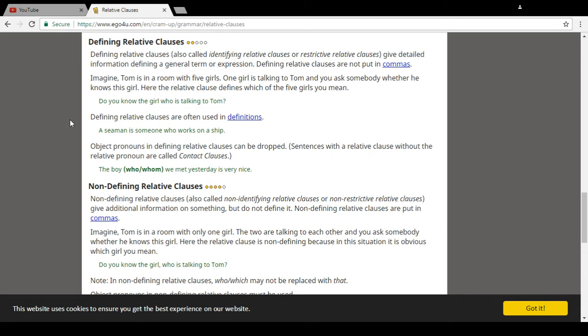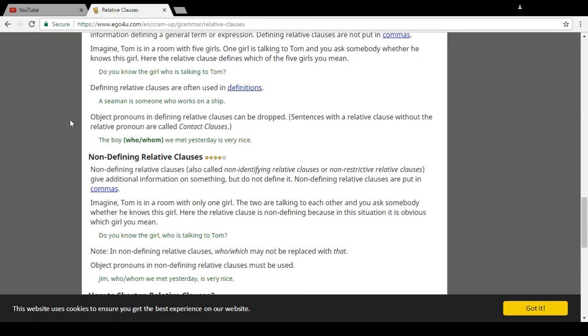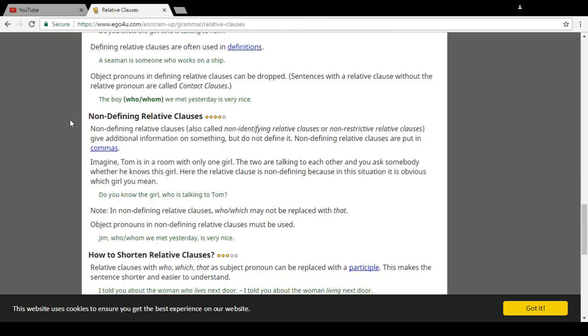Imagine Tom is in a room with 5 girls. One girl is talking to Tom and you ask somebody whether he knows this girl. Here, the relative clause defines which of the 5 girls you mean. Dakle, zamisli da je Tom u prostoriji sa 5 djevojčica, jedna djevojčica priča s Tomom i pitate nekoga da li zna tu djevojčicu. Defining relative clauses are often used in definitions. Znači, često se koriste u definicijama.